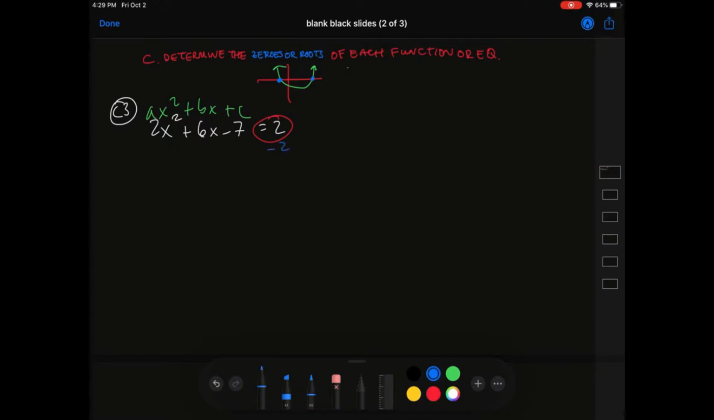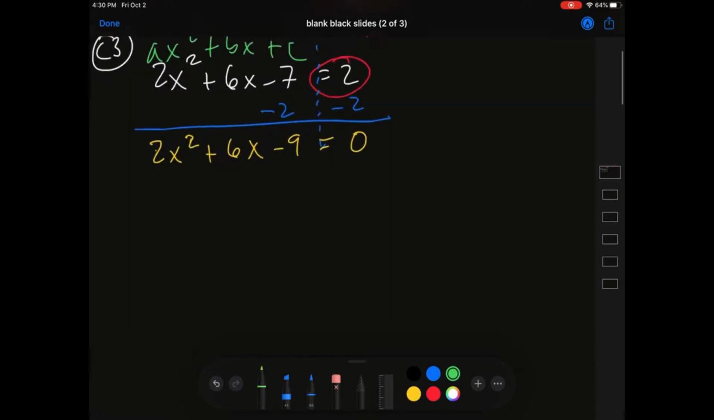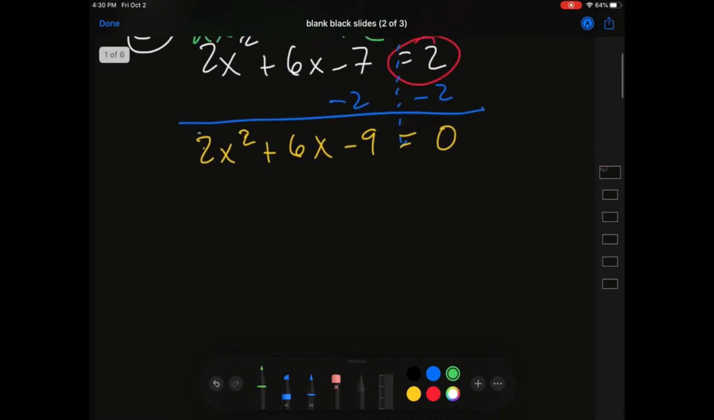I'm going to subtract 2, because remember, in order to go across the equal sign, you're going to have to do the opposites. So I have 2x squared plus 6x minus 9 equals 0. Once it's now set equal to 0, there in yellow, it is standard form. How is that helpful for us? Because then I can say that this is my A, this is my B, and this is my C.